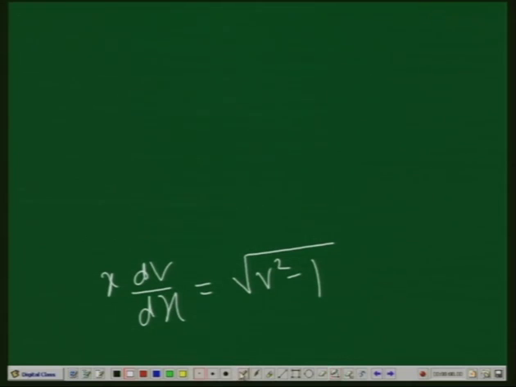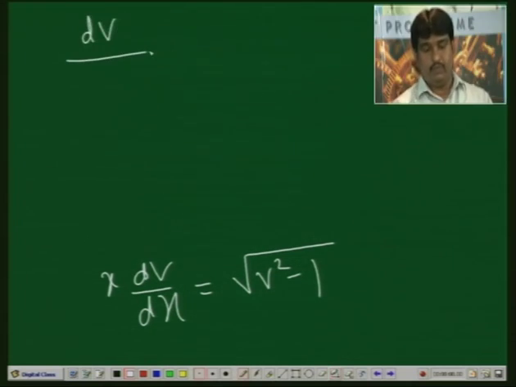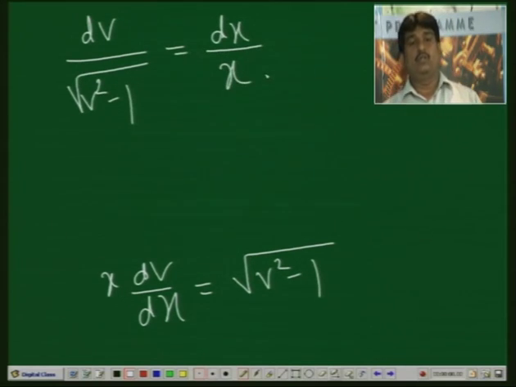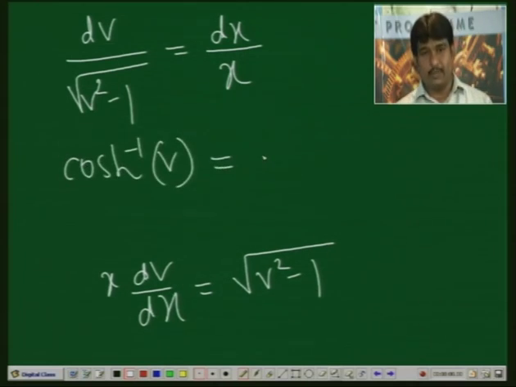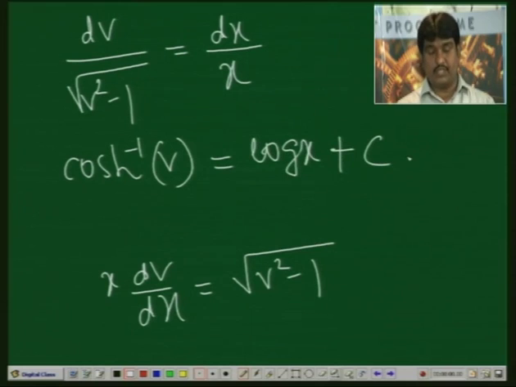You can write this equation as dv divided by square root of v square minus 1, that is equals to dx divided by x. Now, you have to integrate it. You know that integration of 1 by square root of x square minus 1 is cos hyperbolic inverse of x. So, this part is cos hyperbolic inverse of v, that is equals to integration of dx by x. Integration of 1 by x is log x plus some arbitrary constant c.